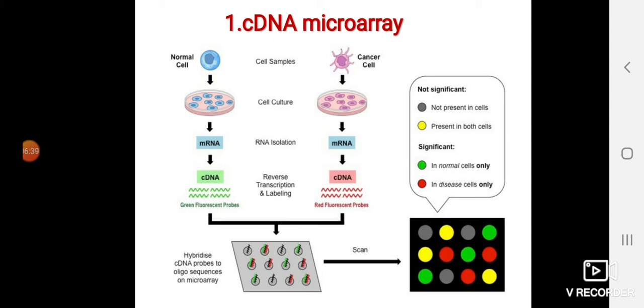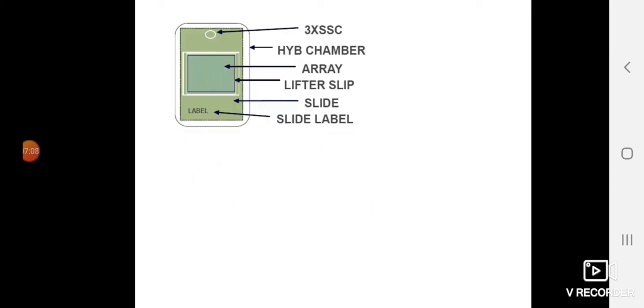Wherever yellow is there, it indicates presence in both the cells, because yellow appears when a combination of green and red takes place. Green indicates expression only in the normal cell, and red indicates gene expression only in the cancer cell. So this is a method I am showing you to study the gene expression pattern in a normal cell and a cancer cell, and you can compare it.